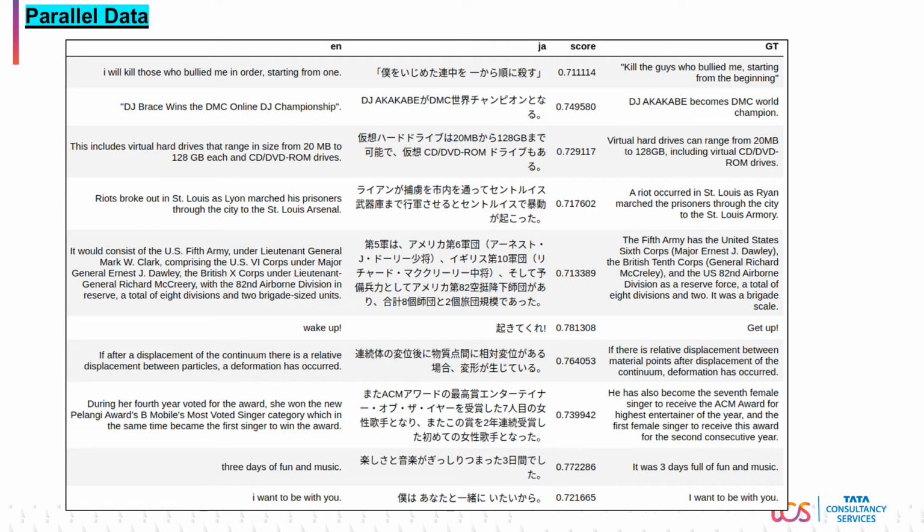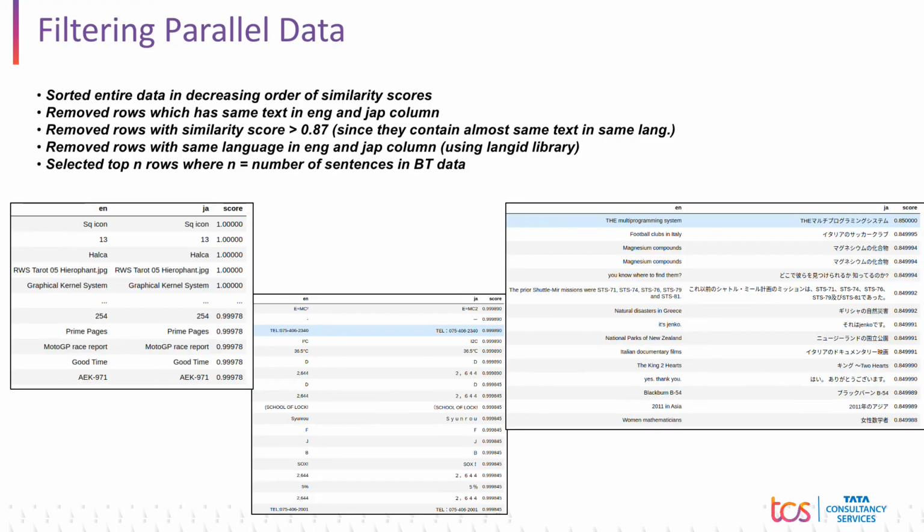Similarly, when we tested on the higher scores, we can see that there is a good amount of similarity between those two. So based on this criteria, we selected the threshold and filtered out the noisy pairs. We also use these threshold techniques to filter the true parallel data.